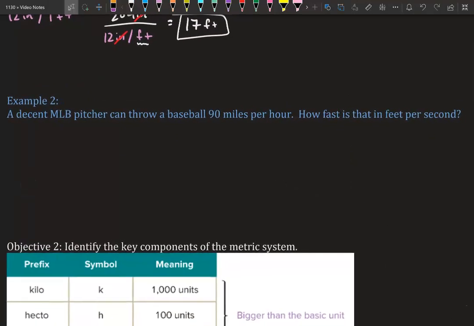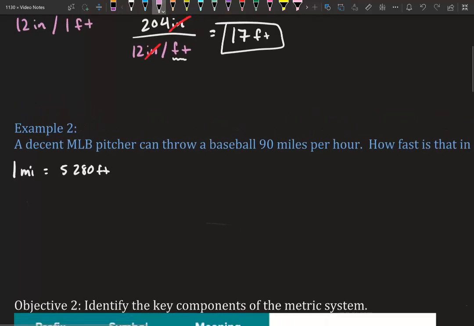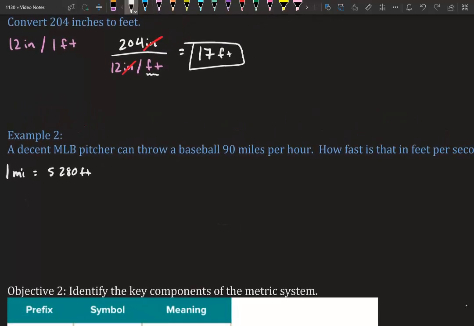A decent MLB pitcher can throw a baseball 90 miles per hour. How fast is that in feet per second? Alright, so let's just break down units of measurement. We're talking about miles per hour. And then we're talking about feet per second. So we know that 1 mile is 5,280 feet. So we did miles to feet. We found that conversion. Now we need to do hours to seconds.